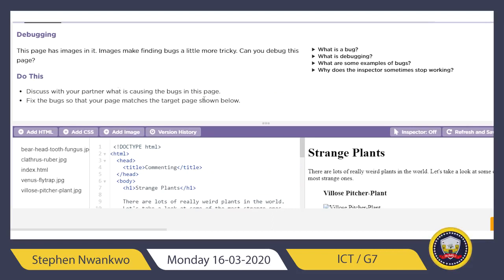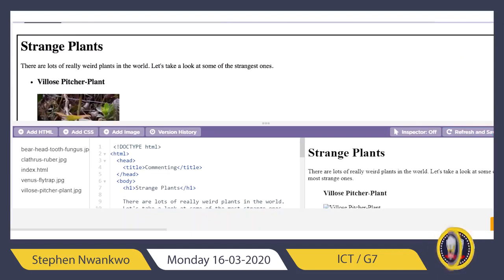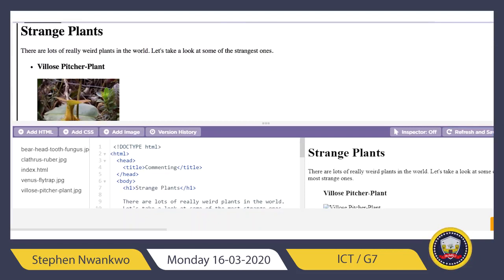The next lesson says, discuss with your partner what is causing the bugs in this page. Fix the bugs so that your page matches the target shown below. Where is the target? You scroll down, and these are the targets. Strange plants. So this is a web page of strange plants, and we have various types of strange plants arranged here.